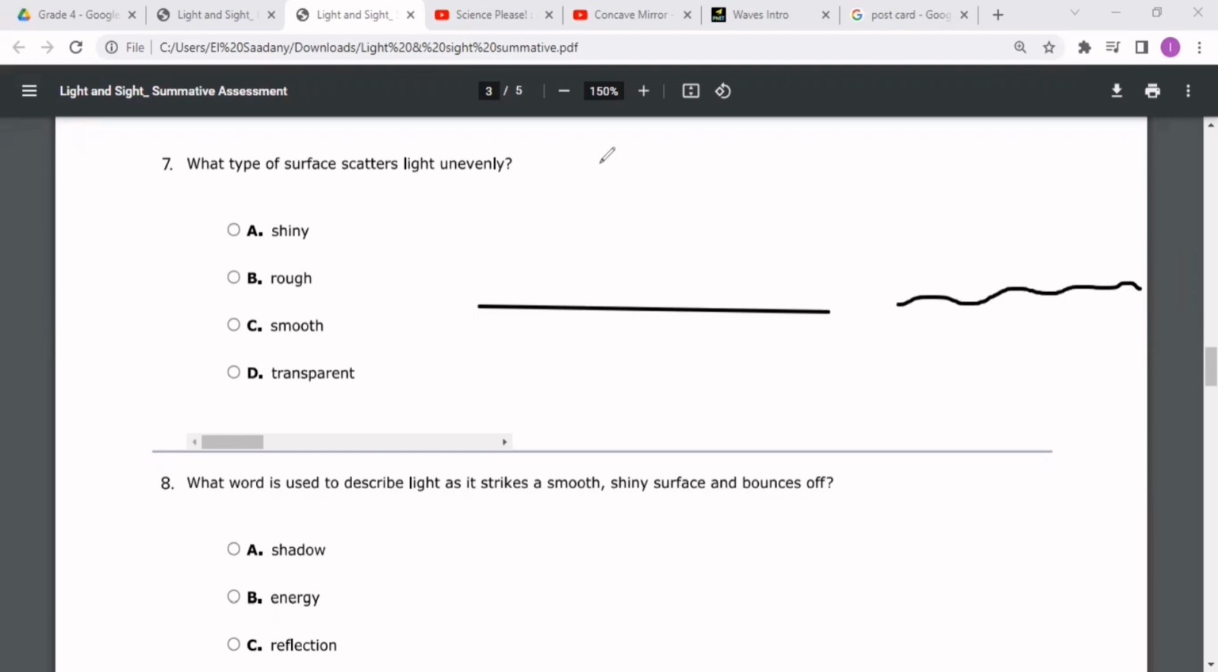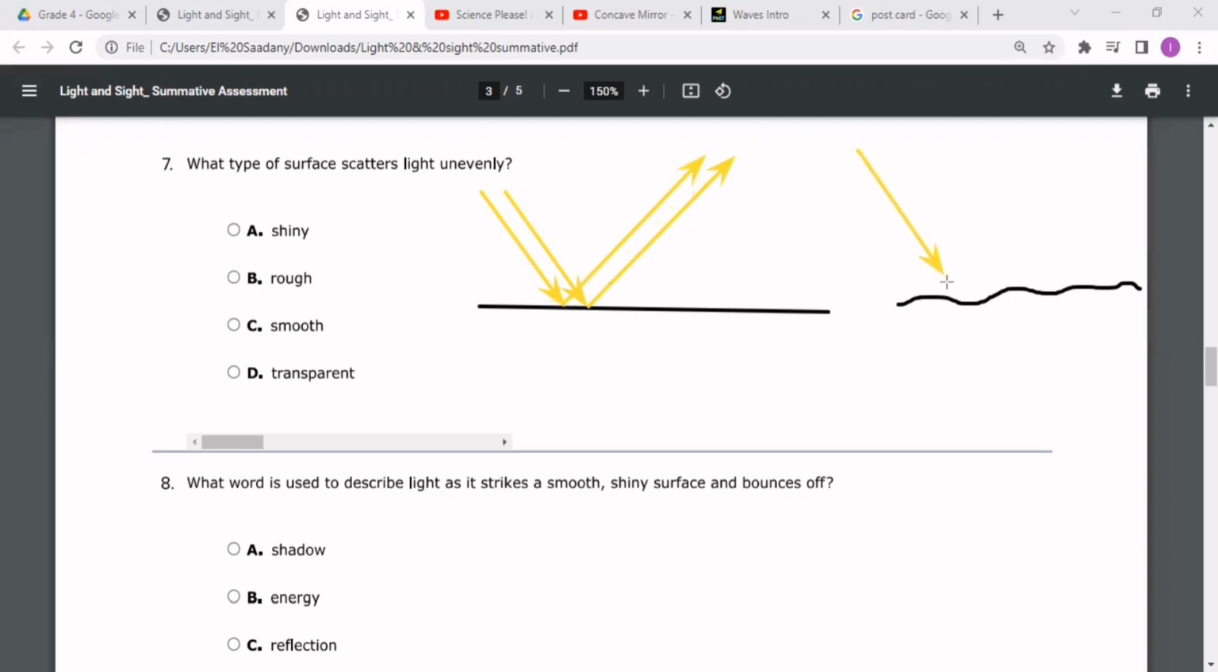If you touch a metallic spoon and then touch your clothes at the same time, you're going to feel the difference between them. The mirror or the metallic spoon will be a smooth, shiny surface, while the rough surface will be the fabric or the clothes that you're wearing. So if the light rays fall on the shiny, smooth surface, all the light rays will be reflected evenly, meaning with the same angle in the same direction. But what about if the light falls on the rough surface?